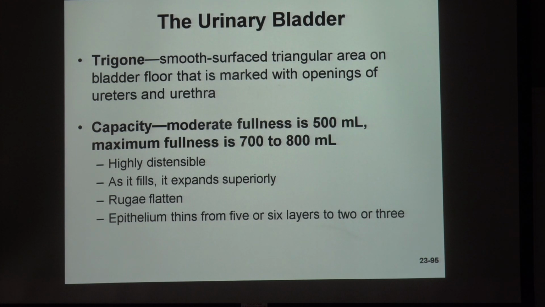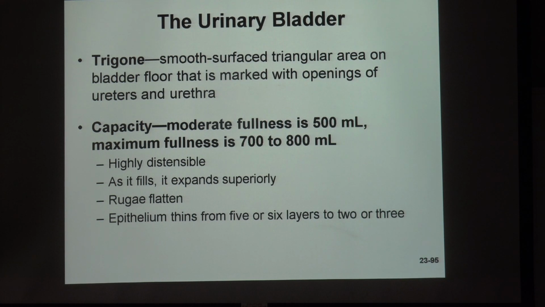The detrusor muscle will push down from S to I, but the trigone will push from posterior to anterior. And so what you have is a pushing of all that fluid to the most anterior and inferior aspect where that urethra is, okay? Make sure that you know that the urinary bladder is highly distensible. That means it stretches a lot. As it fills, it begins to expand superiorly.